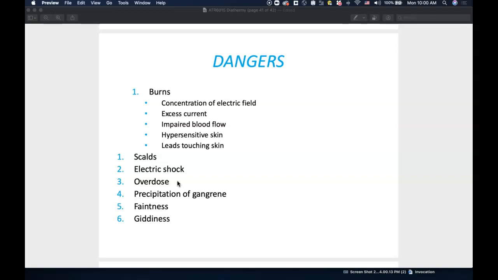Remember, I already said treatment time is going to be 20 minutes, regardless of the settings. So two key things that we need to manipulate: the pulse width and then the pulse rate. Hopefully that makes sense to you all. That is diathermy in a nutshell.